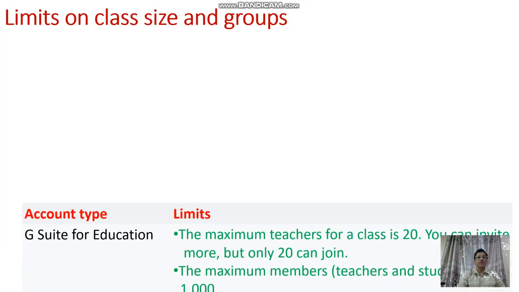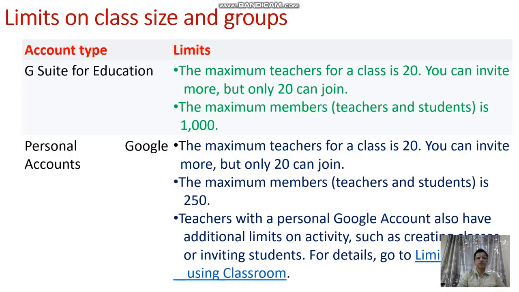Now the limits on class size and groups. As we already know, with Google Workspace for Education, the maximum number of teachers for a class is 20. You can invite more, but only 20 can join your classroom. The maximum number of members, teachers or students, may be 1000. With a personal Google account, the maximum number of teachers for a class is also 20, and you can invite more, but only 20 can join. For the personal account holder, the maximum number of members, students and teachers, is 250.